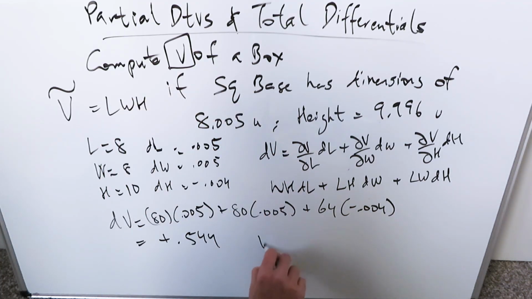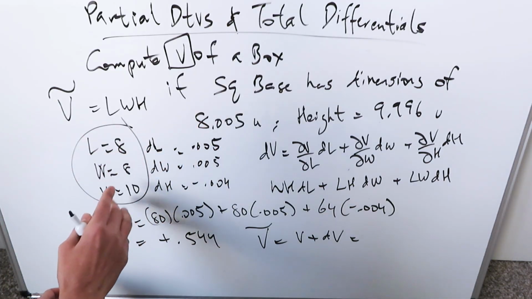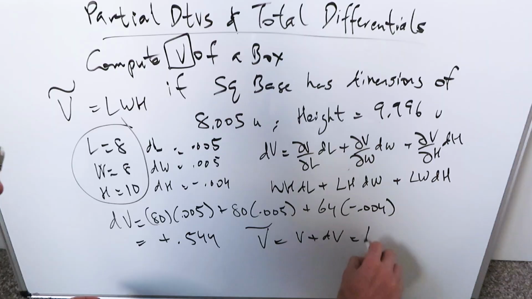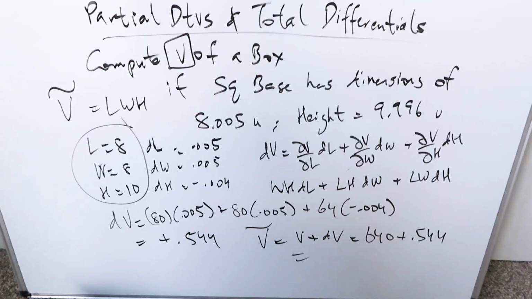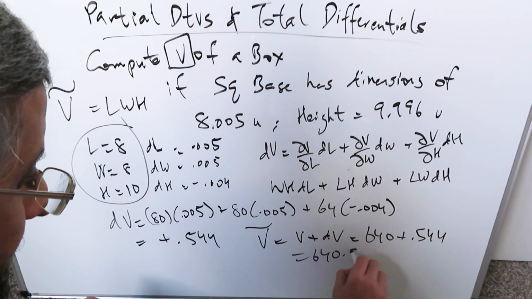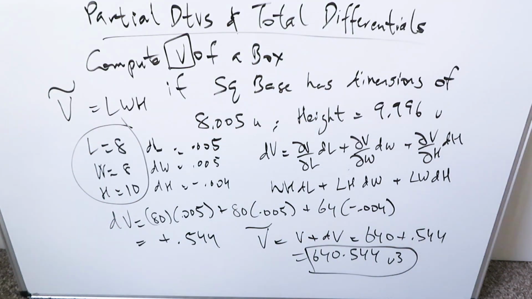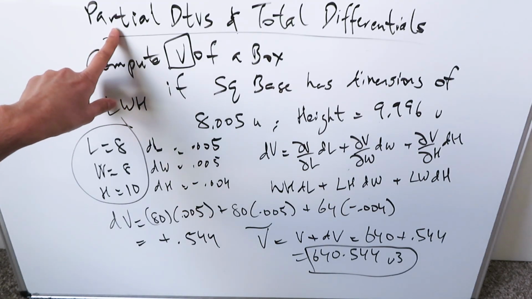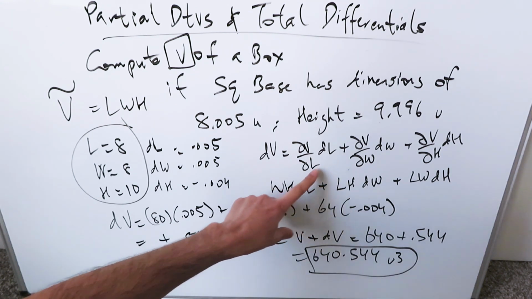What is my volume? My volume here will be equal to, let's just say, volume plus dV. What is this volume right here? It's equal to these approximated values, or these estimated values, or my rounded values. 8 times 8, 64 times 10 is 640, plus 0.544. When you add them up, you'll have 640.544 units cubed of that rectangular box, and it will be correct. And we've demonstrated by total differential calculation, but it also involved partial derivatives, as you saw right here. These are the partial derivatives. The sum of your individual partial differentials coming through will give you your total differential.